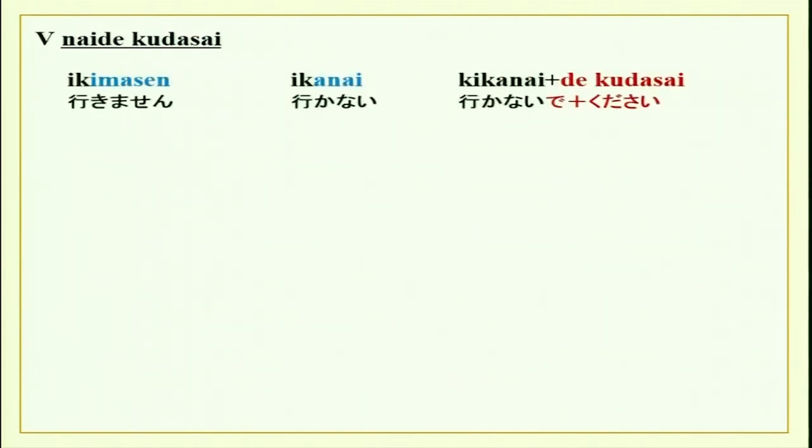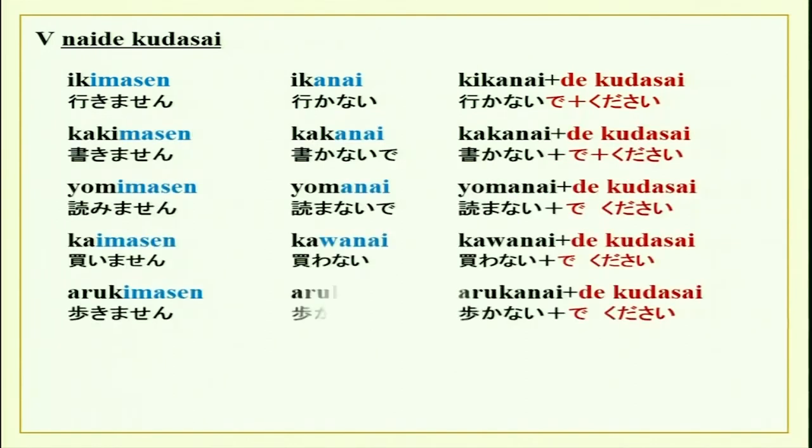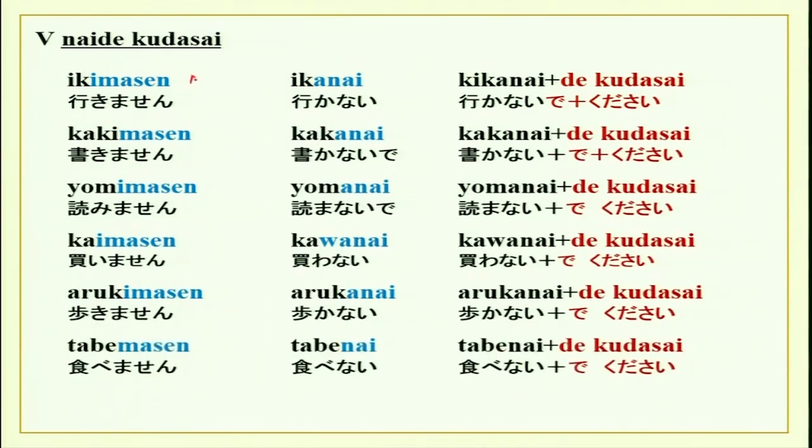Now, nai de kudasai verbs were also given in lesson 9. You can see these are new verbs, verbs which you have done, meanings are not given. So, not go, not write, not read, not buy, not walk and not eat. And you can make the nai de kudasai form on your own and try it with other verbs as well.